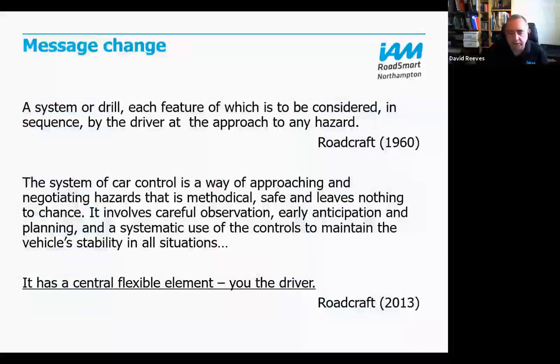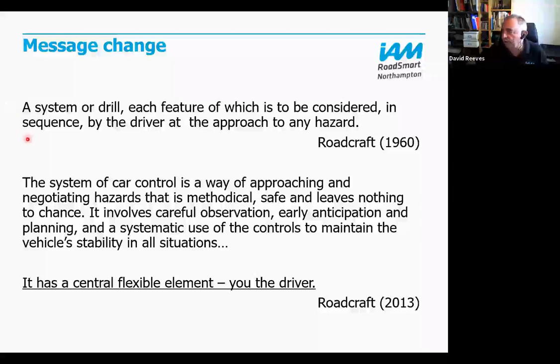The real clue, though, is in the write-up, because in the text, in the Roadcraft of 1960, it was very police-ese. It's like Dixon of Dock Green: a system or drill, each feature of which is to be considered in sequence by the driver at the approach to hazards.